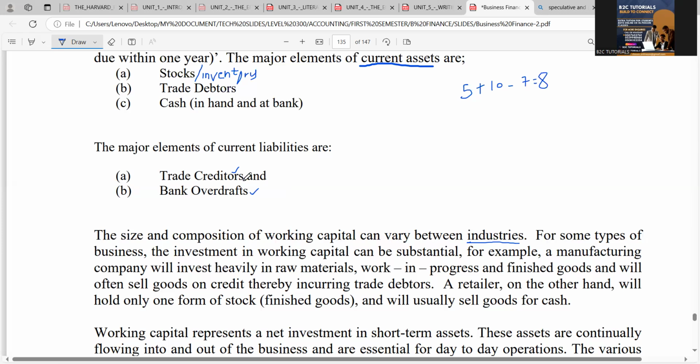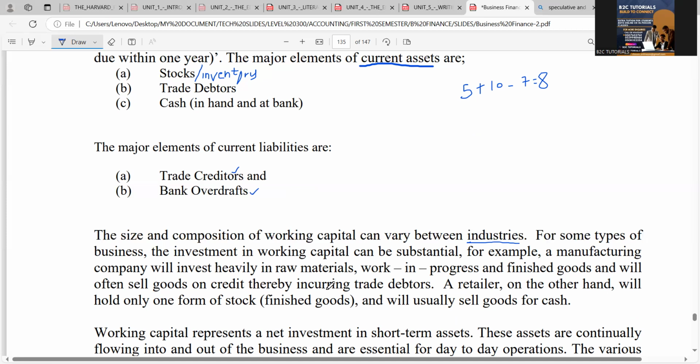So for some types of business, the investment in working capital can be substantial. For example, a manufacturing company will invest heavily in raw materials, work in progress, and finished goods, and will often sell goods on credit, thereby incurring trade debtors. So someone with a provision shop would not like to sell on a credit basis to the people. So all you hear is cash and then no return, something like that. Even the pharmaceuticals, you get it. But those who are actually into manufacturing, you realize that they can sell on a credit basis.